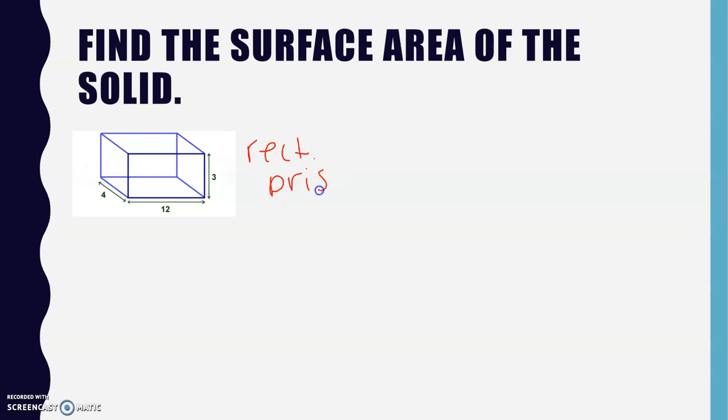So I'm just going to write what it is down there. And then your surface area formula for this one was 2 times length times width. So I'm just going to start writing out 2 times length times width. I always assume that the length is the longest, but it doesn't really matter. So that's a 4. So 2 times 12 times 4 plus 2 times length times height.